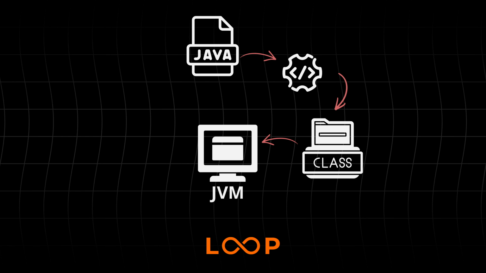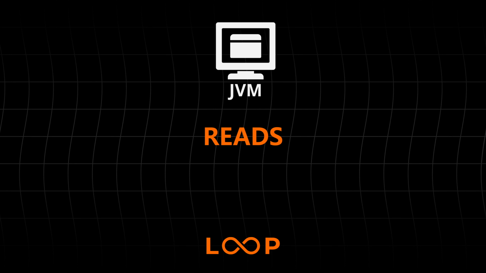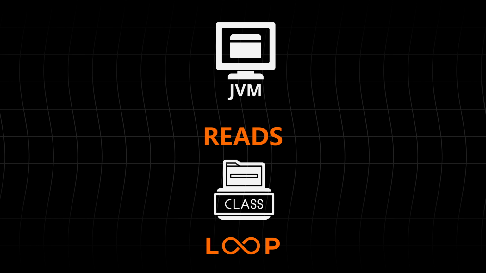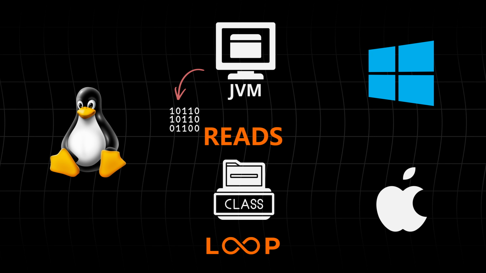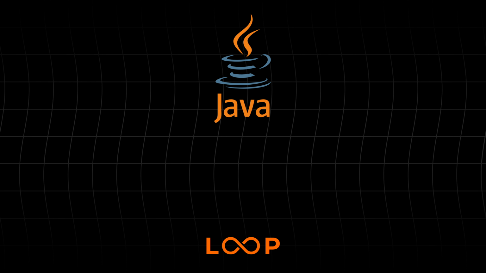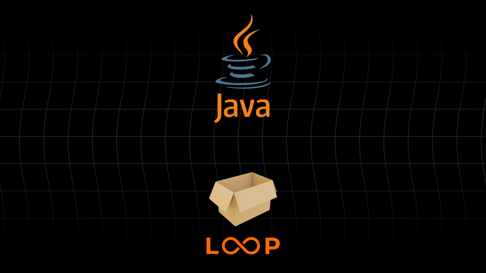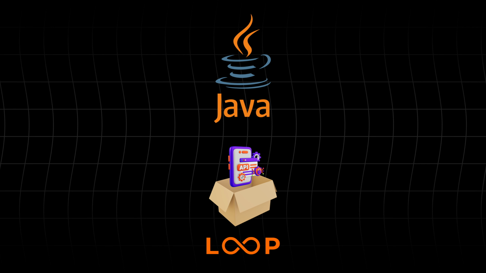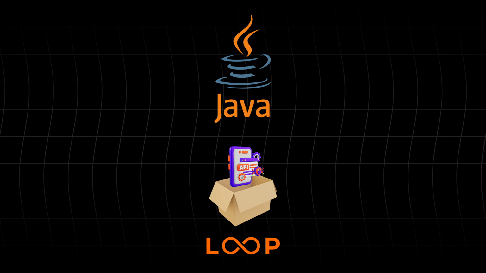Every operating system has its own JVM implementation. The JVM reads your neutral bytecode and translates it live into native machine language for whatever computer it's running on. Because of this, Java earned its famous mantra: write once, run anywhere. Plus, Java comes packed with the Java API, a massive built-in library of pre-written tools so you never have to reinvent the wheel.